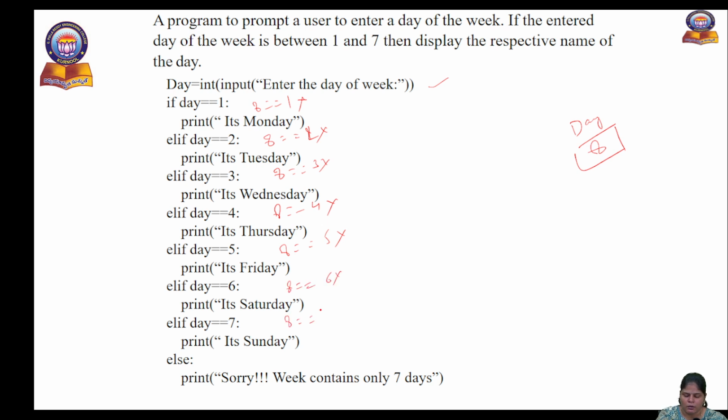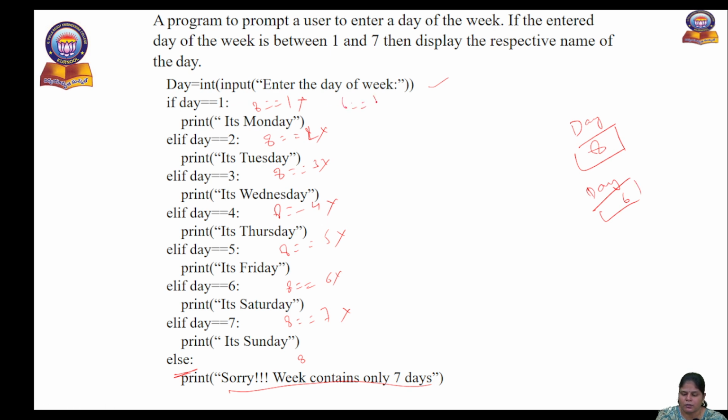8 equal to 7, false. 8 here, else part. So it will be printing, sorry, week contains only 7 days. If I take a day as 6, it will check again from the starting.